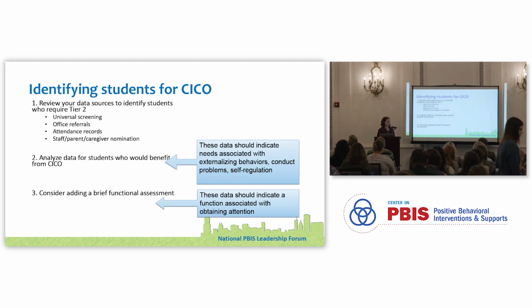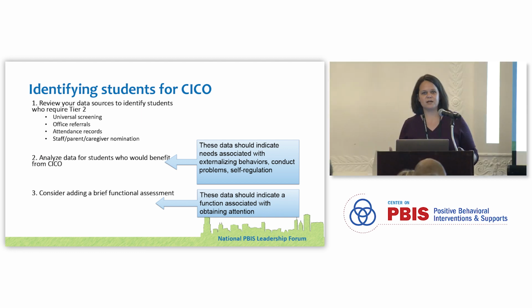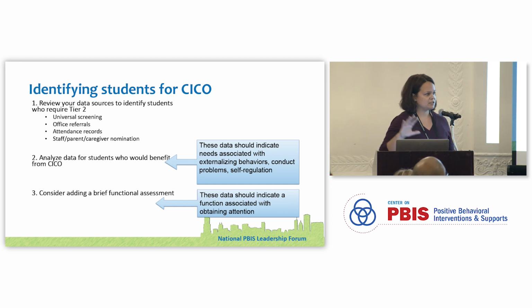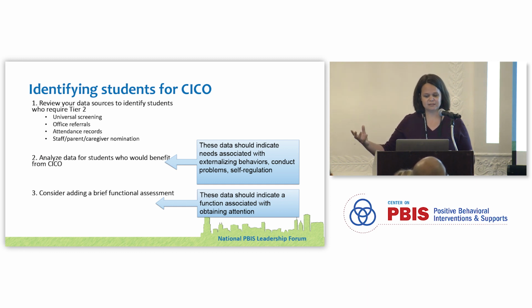So how do you identify students who would be best suited for check and check out? Step one is to follow your Tier 2 procedures for reviewing your variety of data sources. That can include universal screening, office referrals, attendance records, staff or parent caregiver nominations. It should be multiple data sources from this list. And then once you've identified students who should qualify or may be at risk for additional, more intensive needs, that's when you look at your sample of students and you think, who has these externalizing problems or a conduct disorder or maybe self-regulation challenges? And I'll talk about very briefly how to help you identify students with those needs.